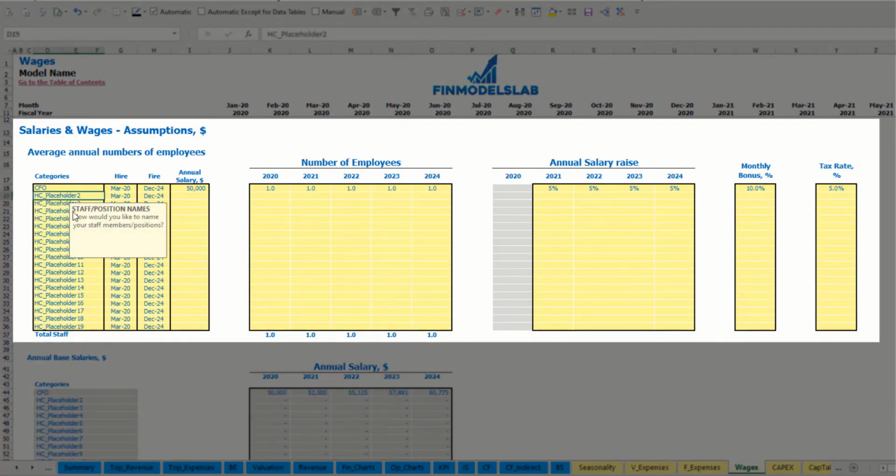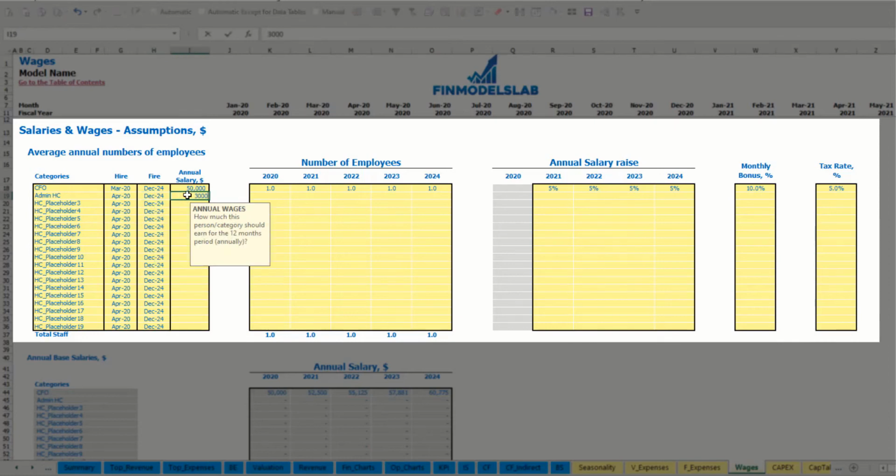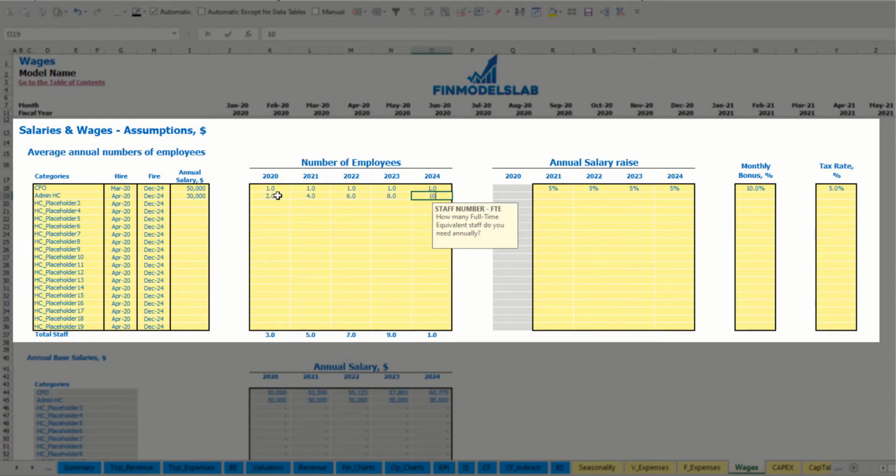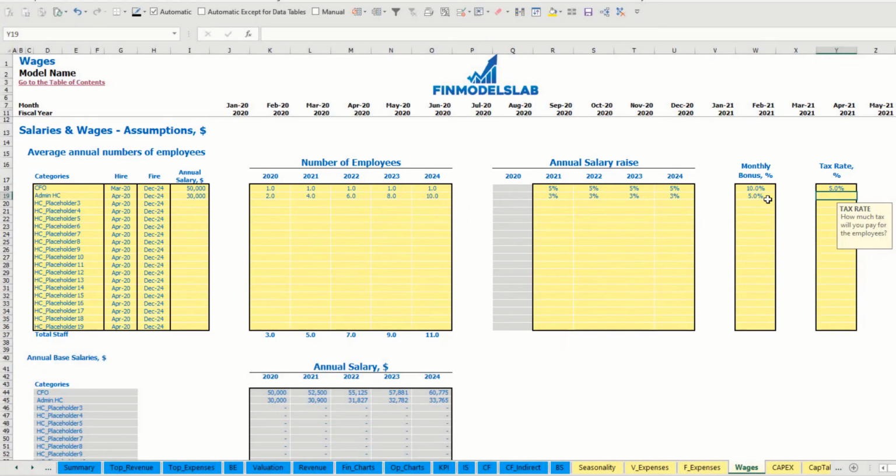Another option, let it be admin headcount, which will start in April, which will grow till the end of the model with annual salary of $30,000. Let it be in year number 1, 2, then 4, 6, 8, and 10 headcounts. 3% of annual salary growth, 5% of monthly bonus, and 5% of payroll tax rate.